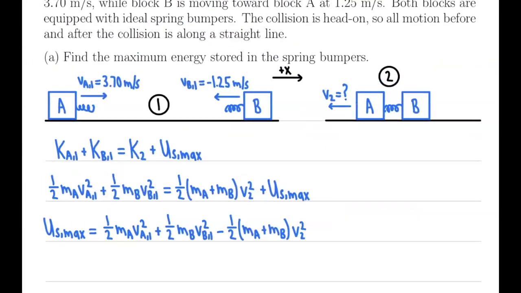Okay, so we have the masses of the blocks. We have the initial velocities. So the only thing we don't have is v2. How are we going to find v2?